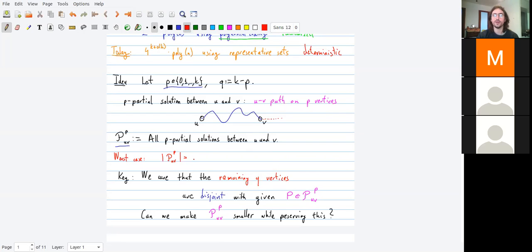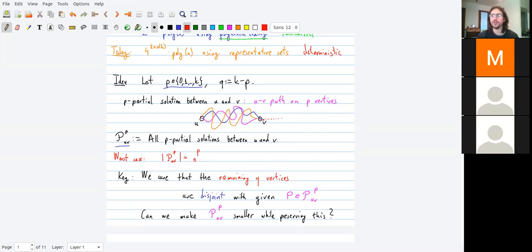In the worst case, I can have as many as n to the p such paths, because maybe this is a path on p vertices, maybe here is another path on p vertices from u to v, maybe here is yet another path that goes somehow, and all these paths can behave differently, and the way they behave between u and v affects the possible extensions, right?